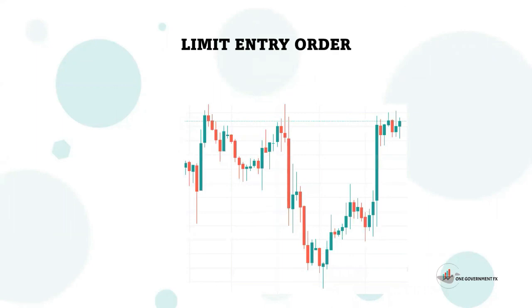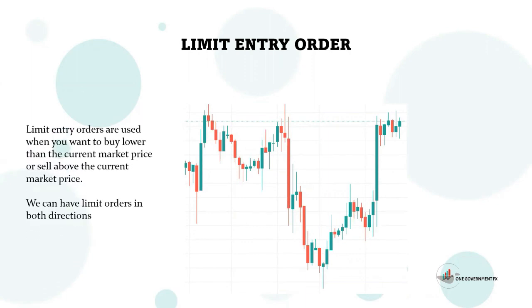We have the limit entry order. Limit orders are used when you want to buy lower than the current market price, or you want to sell above the current market price. So you can have limit orders in both directions. Let's use this chart to explain. Assuming this is your current price right now, you have your current price here.